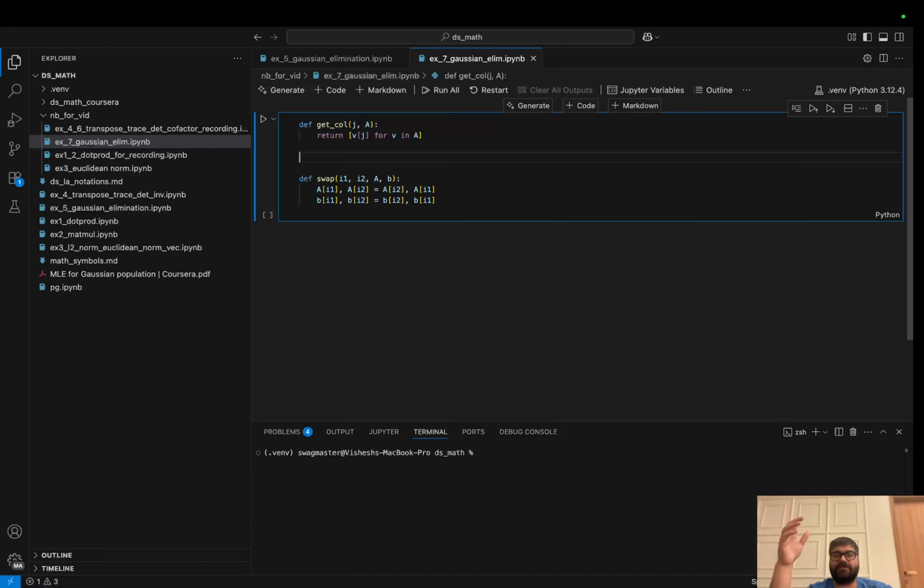To make my life easier, I would always get whatever the largest element is for a column and swap it. That was just easier, made the most sense to me. So that's what I'm going to do.